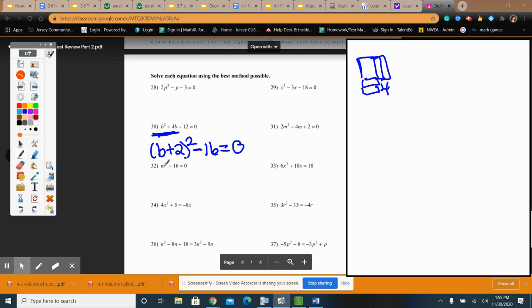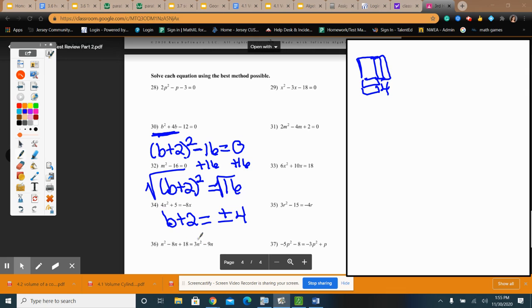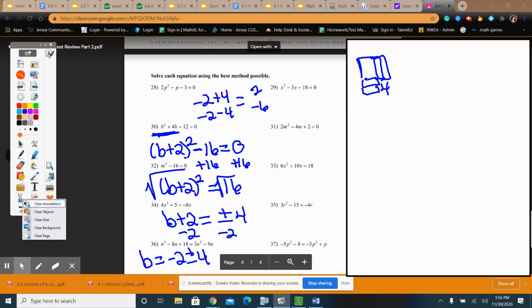Once it looks like this, you can solve. You get b by itself. Add 16 to both sides. b plus 2 squared equals 16. Square root both sides. Don't forget your plus or minus. b plus 2 is plus or minus 4, and then subtract 2. So I get b equals -2 plus or minus 4, which are two problems: -2 plus 4, -2 minus 4. Once again, 2 and -6, which we got from factoring way faster. So if you can factor, please factor.